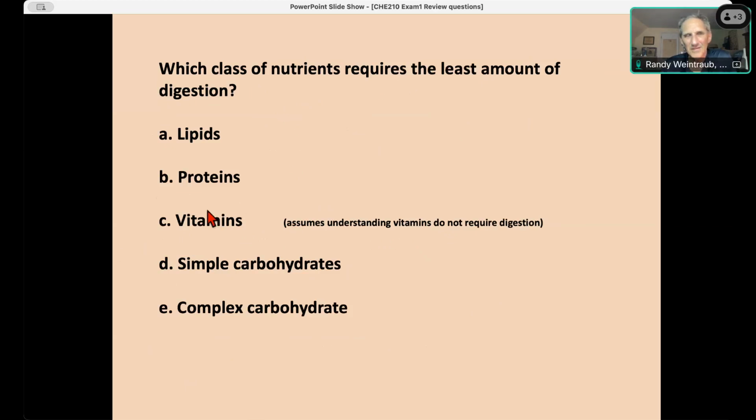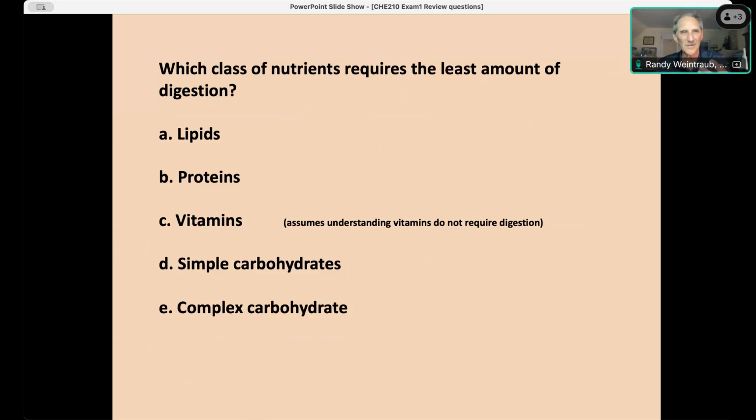So vitamins don't need digestion. What they do need is to be released from food. So there does need to be digestion that goes on to release the vitamins. Unless you take a vitamin supplement, then it's available.